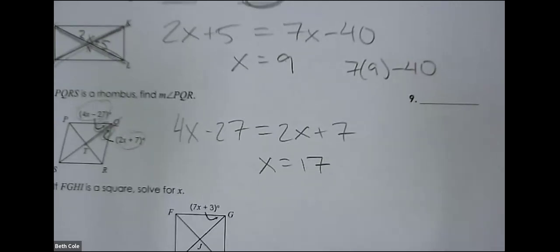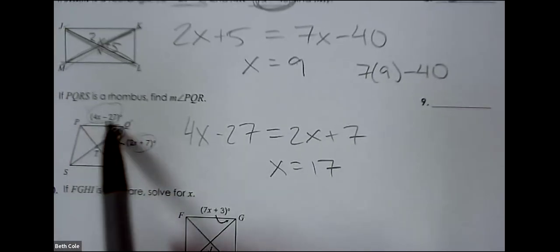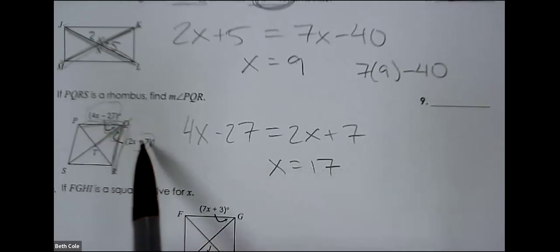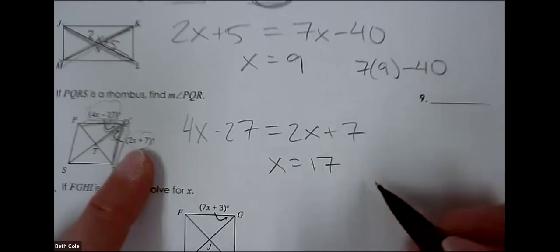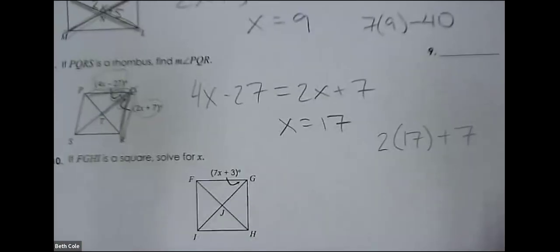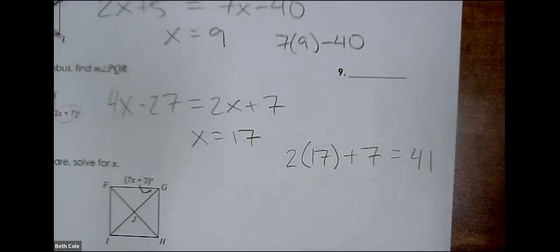Are we done? Does it want x or does it want something else? Yeah, PQR. So let's see. PQR is actually the whole thing. So I'm going to have to plug 17 back into one of these. It really doesn't matter. I'm going to plug it back into this one. I'm going to do 2 times 17 plus 7. You could pick either one. It's going to turn out the same each way. So that's going to be 41.